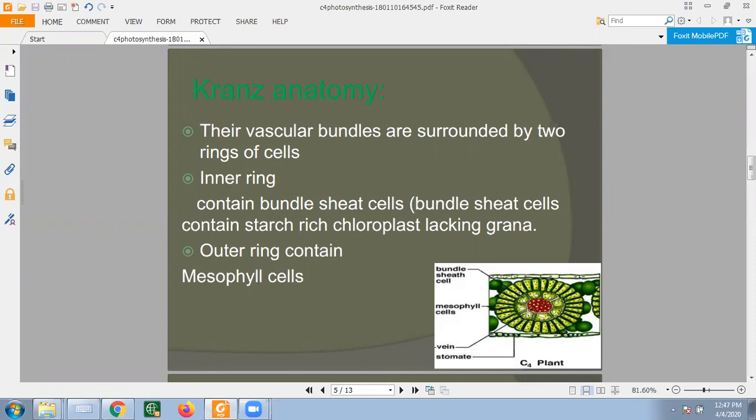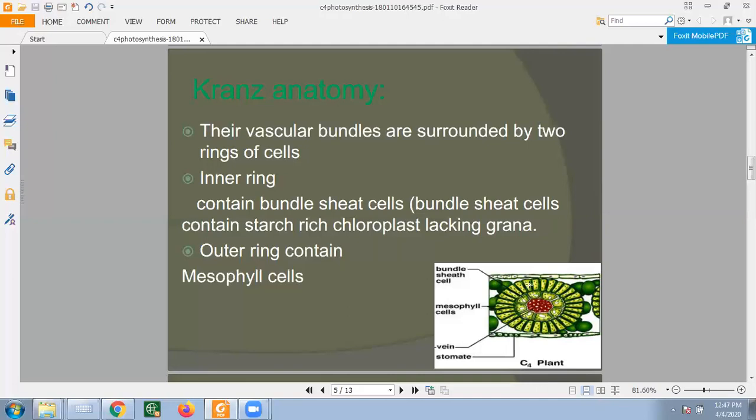So here you can see these bundle sheath cells. These are very large-sized bundle sheath cells, and the mesophyll cells are there. So in the bundle sheath cells, what happened? The chloroplasts lack grana, and in the mesophyll cells, very small-sized chloroplasts are found, and those contain the grana. So bundle sheath cells lack grana, and mesophyll cells contain grana.